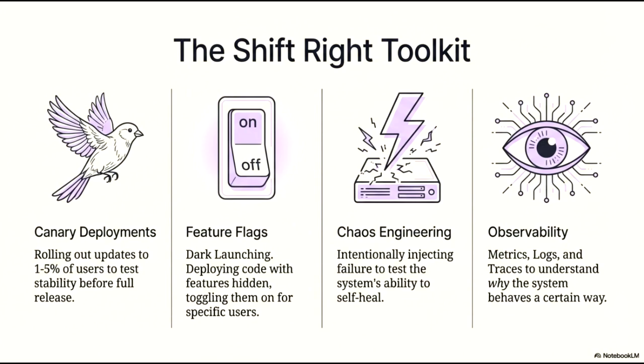Chaos engineering takes a proactive approach by intentionally injecting failures into the system. The goal is to test the platform's resilience and self-healing capabilities, ensuring it can withstand unexpected disruptions in a live environment. Lastly, observability provides the necessary visibility through metrics, logs, and traces. It moves beyond simple monitoring by helping us understand the why behind system behavior, allowing teams to diagnose and resolve complex production issues more effectively.